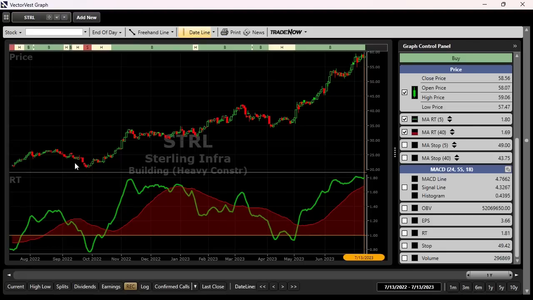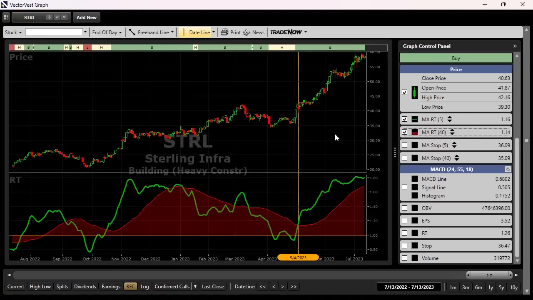So let me add a date line, and let's buy when the 5-day moving average is above the 40-day moving average of RT and rising. We'll stop buying when it flattens out or starts pulling back. So we had a couple turns here on STRL. I'm buying here. I'm buying here. Did have a little whipsaw here. And I'm buying here. It's doing a very good job of giving me a binary signal, a go, no-go gauge, identifying rising and accelerating price action.